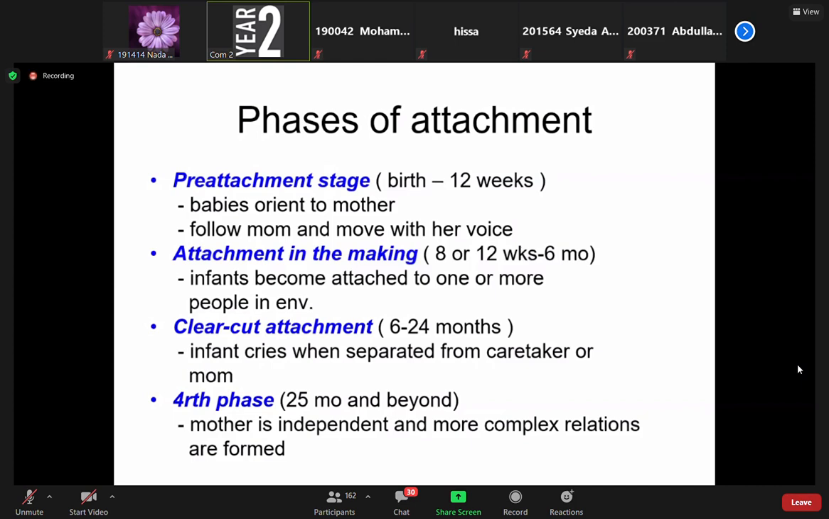Then from the 4th phase, he calls it 25 months and above, so after the age of 2. So the mother is more independent. So now children know that moms will go and come back. Okay, so they feel securely attached. Now they start to develop more complex relationships outside. Okay, so this is, again, around the time when kids can start to head off to nursery, so after the age of 2.